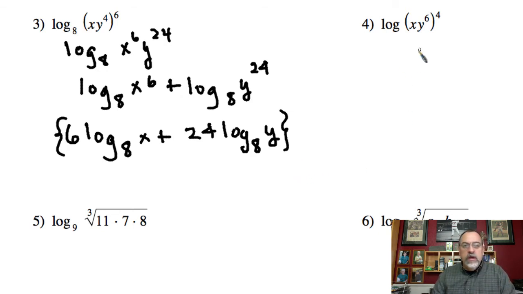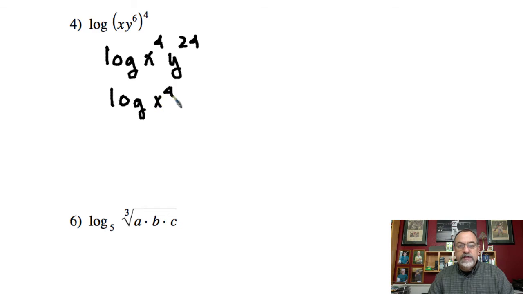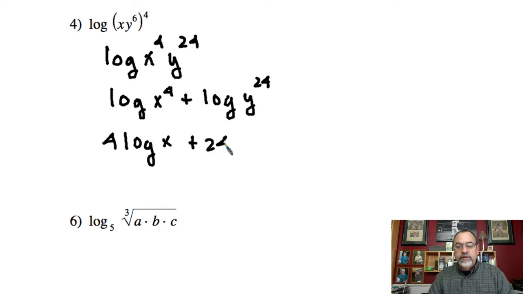Here again we have a power to a power. So this is a common log, base 10. So this is going to be x to the 4th, y to the 24th. Now I'm multiplying these together, so that's going to be addition. Log base 10 of x to the 4th, plus log base 10 of y to the 24th. That is the product property. And then these both have exponents which can be moved in the front. So 4 log of x plus 24 log of y.